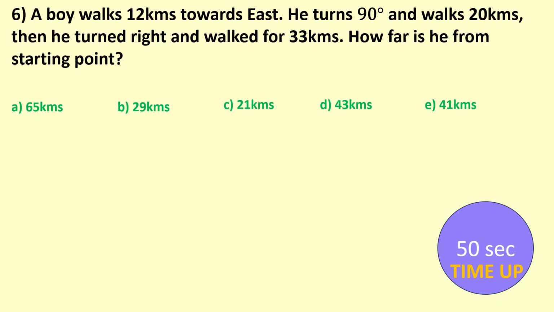Okay, time up, student. So what the question is saying: a boy walks 12 kilometers towards east. Okay, a boy is there. He walks 12 kilometers towards the east. So here is the boy. ये छोटू सा बॉय है जो कि ईस्ट में ट्रेवल करता है. कितना किलोमीटर? 12 किलोमीटर.